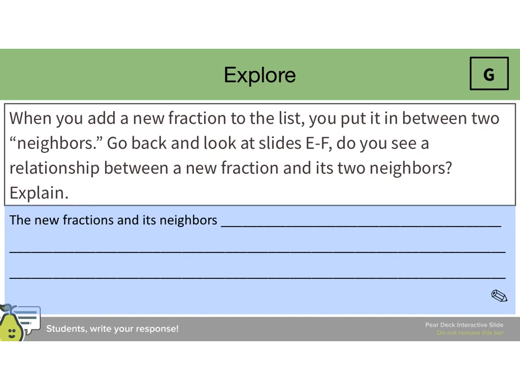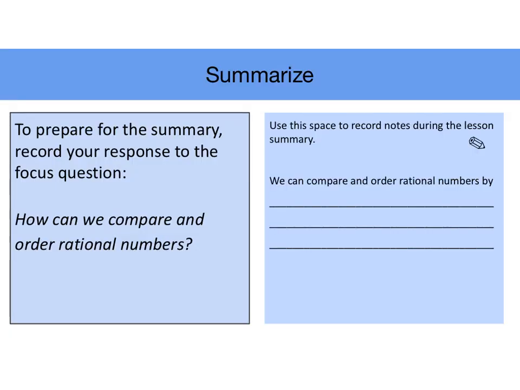Here, the students are asked, do you see a relationship between a new fraction and its two neighbors? Again, we're going to support students with a sentence starter, and an example student response would be that the numerator of a new fraction is always the sum of the two numerators of its neighbors, and the denominator of a new fraction is always the sum of the two denominators of its neighbors. And to summarize, students are to answer, how can we compare and order rational numbers?